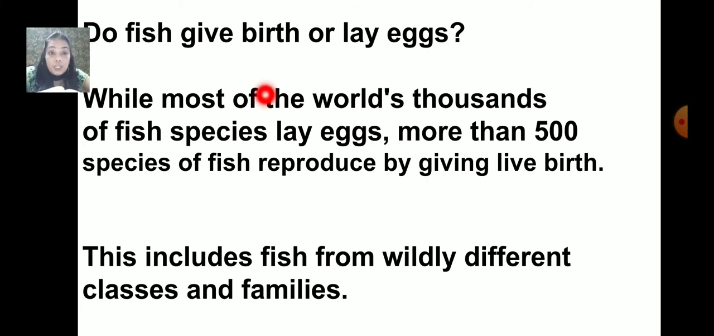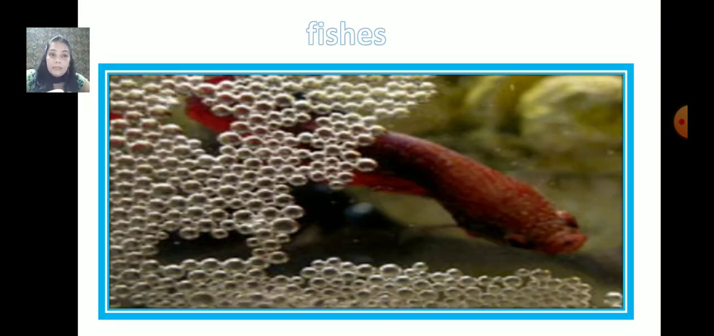Now, do fish give birth or lay eggs? It's a big confusion, right? While most of the world's thousands of fish species lay eggs, more than 500 species of fish reproduce by giving live birth. Some fish lay eggs and some fish give birth to babies. This includes fish from widely different classes and families.